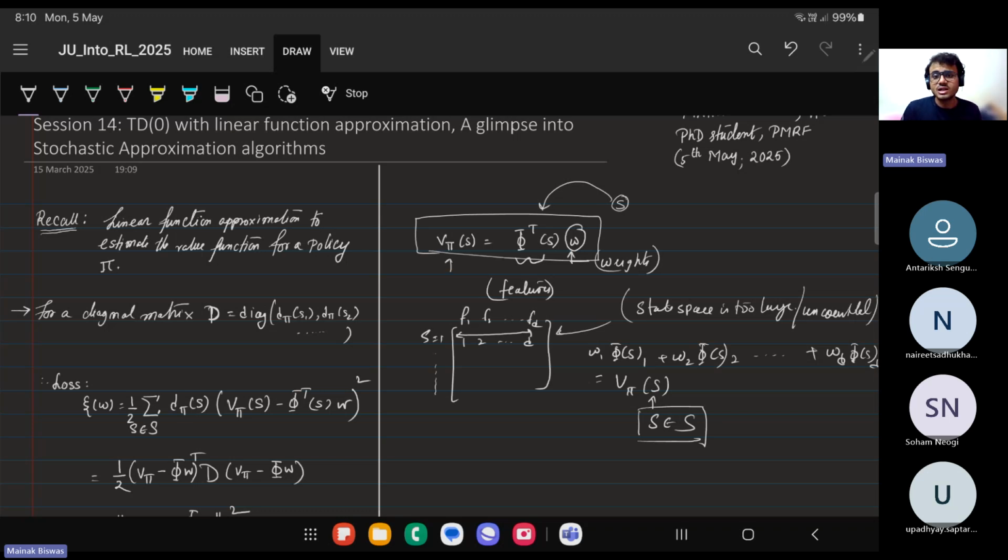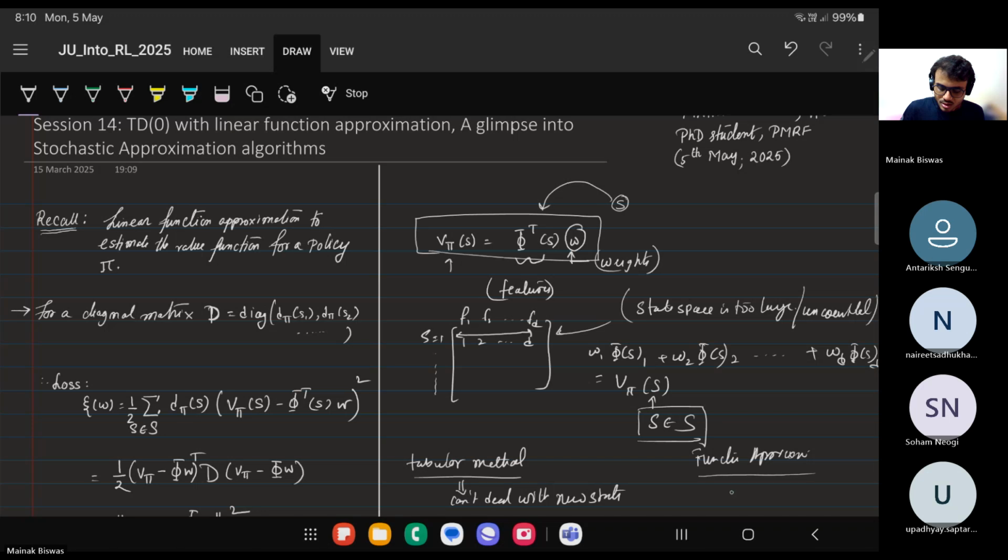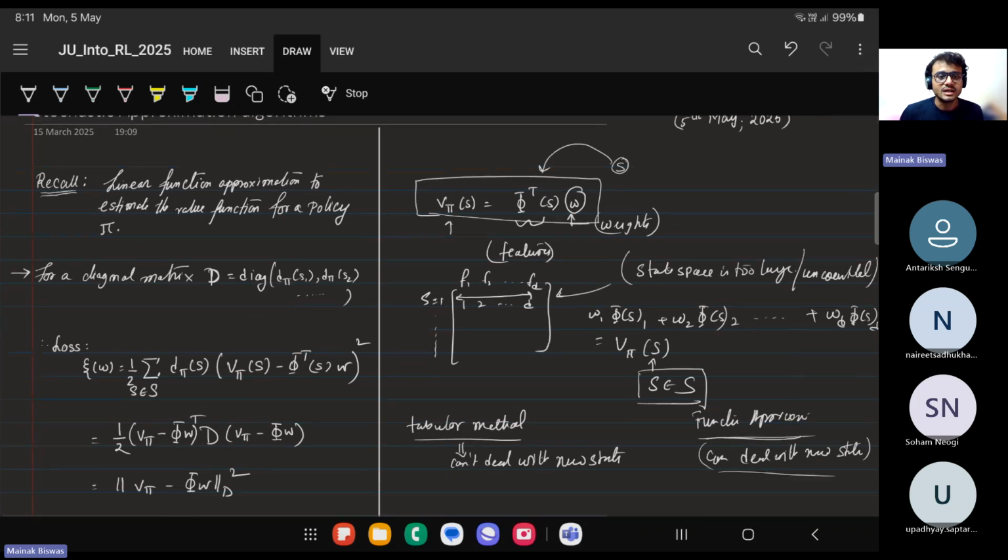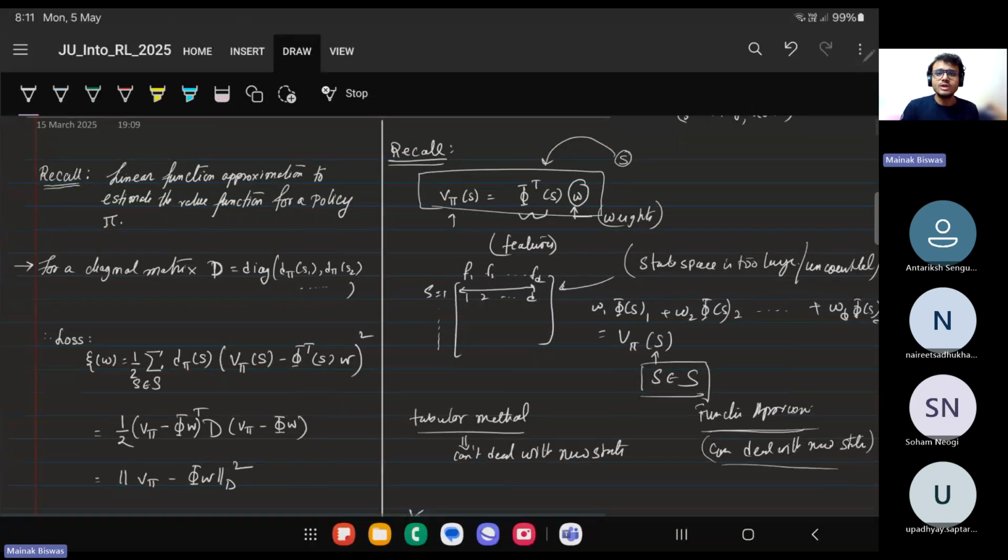This was an advantage over tabular methods, right? Tabular methods have no generalizability, right? They cannot deal with new states. And we had seen the function approximation idea can deal with new states. So, okay, we saw examples regarding cars and cycles and how the states could be defined. And okay, so this was what we were trying to do. We had set out to learn. But now, how did we try to learn this?